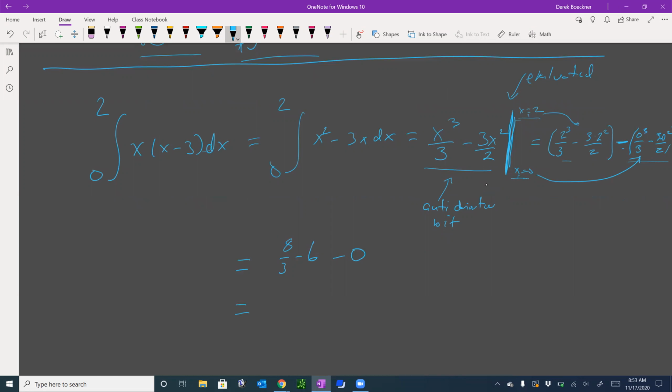So that's going to equal 18 minus 10/3. Because this is 18. Sorry. No, that's not right. Yeah, it is. This is 18/3. 8/3 minus 18/3 is minus 10/3.